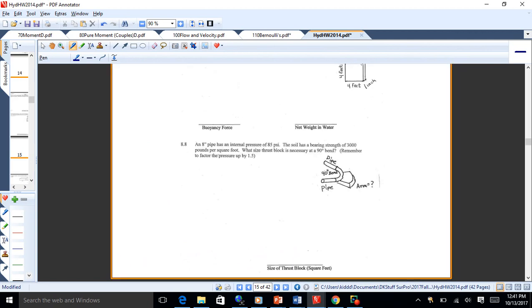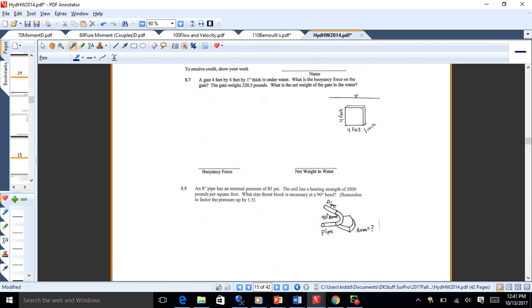All right. The next one there we've got is this gate, 4 by 4 by an inch thick, underwater. The gate weighs 220.5, so the gate's got that going on. We want to find the buoyancy, and then figure out the difference in the two forces. Okay.